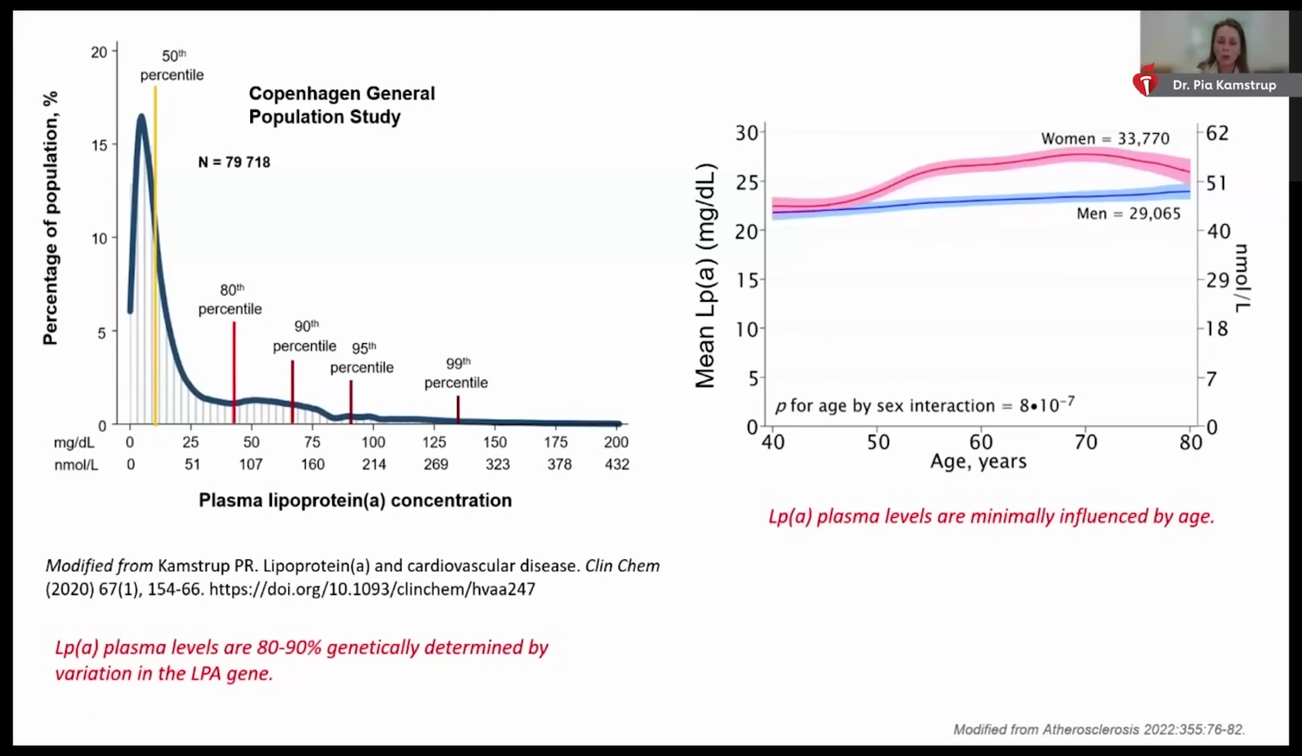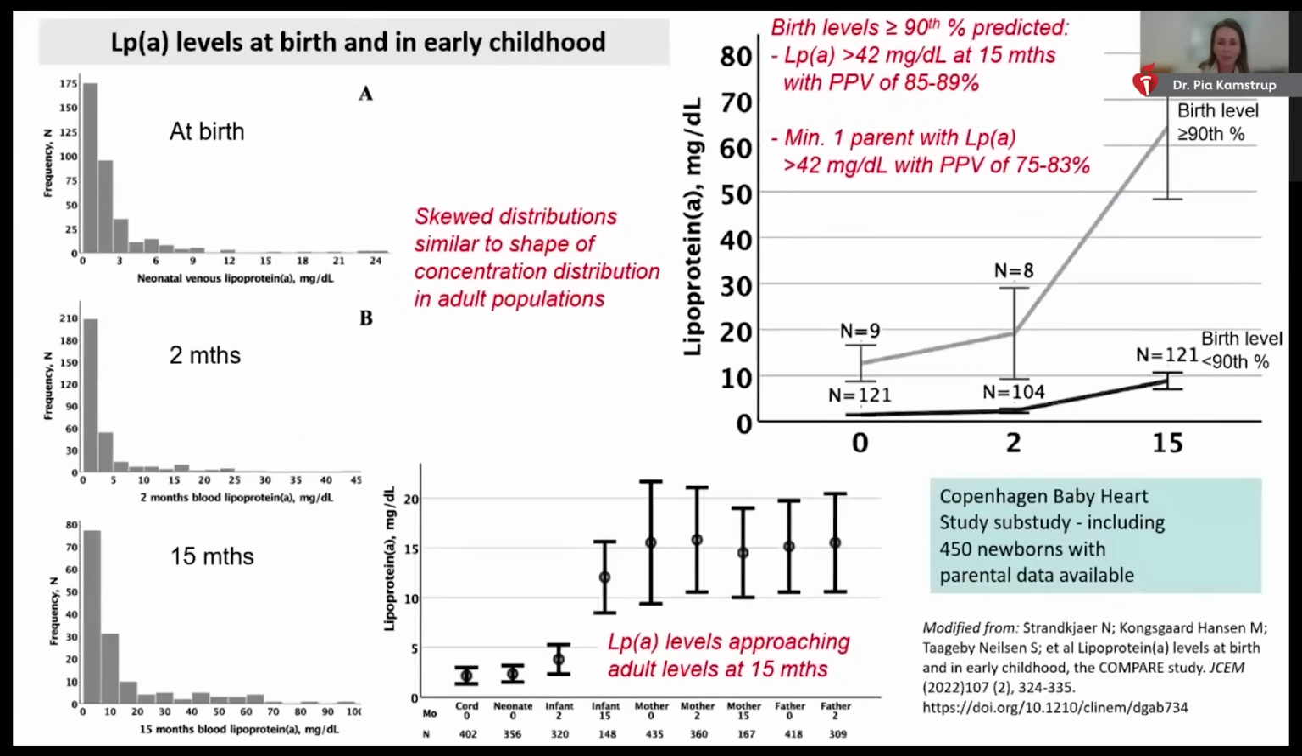Furthermore, in individuals of European descent, the Lp(a) concentration distribution is highly skewed, with a long tail stretching out towards high and extremely high levels, and approximately 20% of the population has elevated levels. In other ethnicities, the concentration distribution may be less skewed, and median levels also vary with ethnicity. Finally, what about Lp(a) levels in children? Now, this slide depicts data from the Copenhagen Baby Heart Study Compare sub-study with Lp(a) levels available in 450 trios.